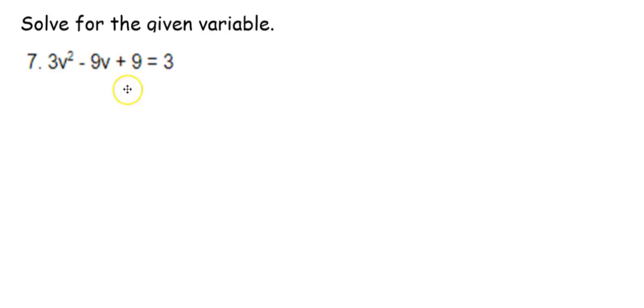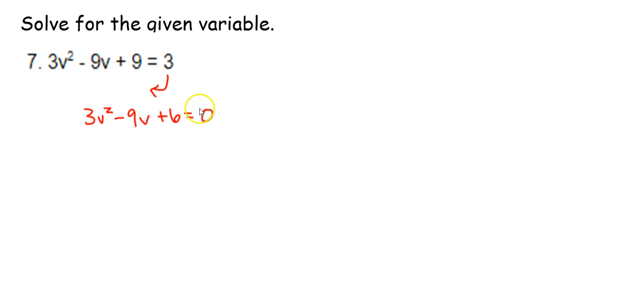Alright, we want to solve for the given variable here, v in this particular case. So the first thing we need to do is get everything onto one side and get it set equal to 0. So I want to move my 3 over by subtracting 3 from both sides. And when I subtract 3 from both sides, I'm left with something that looks like this.